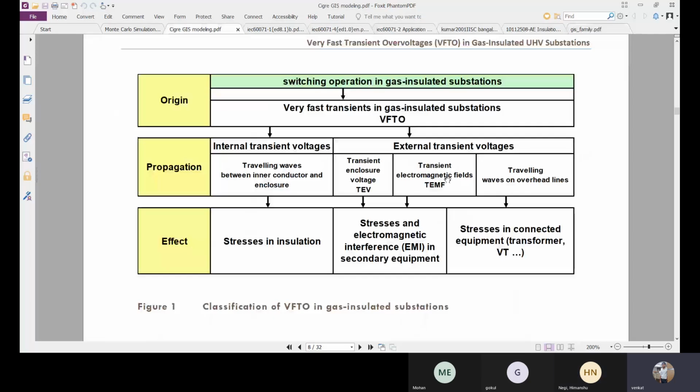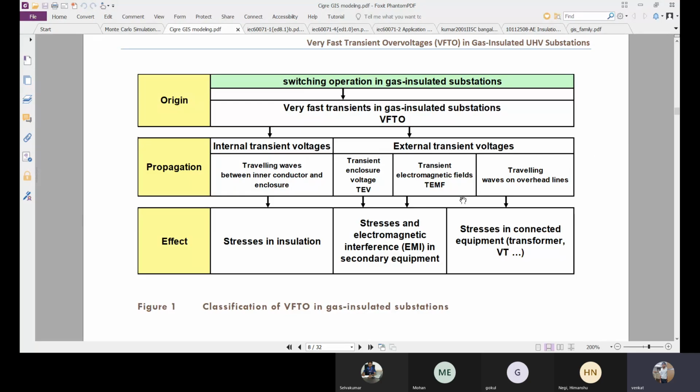There will be an interference, meaning this voltage will be transferred to the other side where we have the relays. That relay will be affected due to this electromagnetic interference, due to this voltage which is developed here due to the disconnector action or some other action performed inside the GAS.